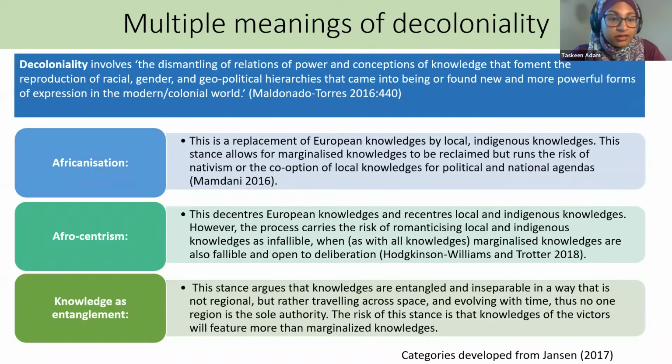The third one is knowledge as entanglement, right? This stance argues that knowledges are entangled and inseparable, in the way that they're not actually regional. So you might have knowledge that comes from China or Asia or Islamic history that has now impacted how we function in society today, whether it's mathematics or philosophy. So the idea is that knowledge is not just rooted in one region, but has traveled across space and time.